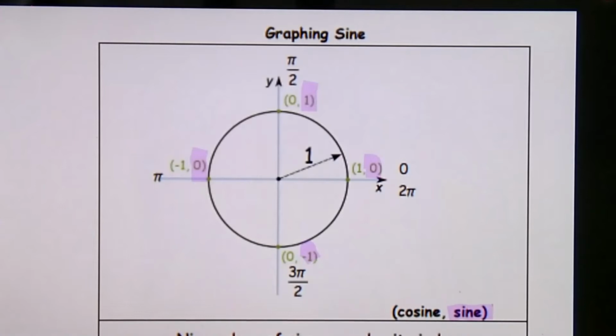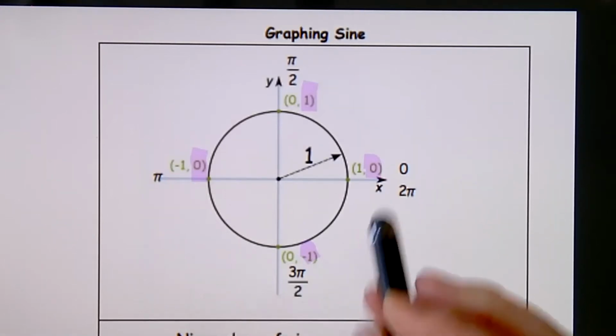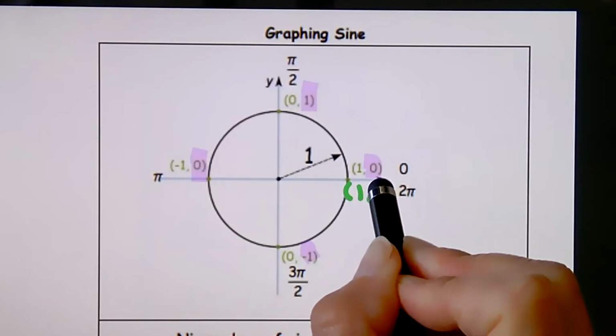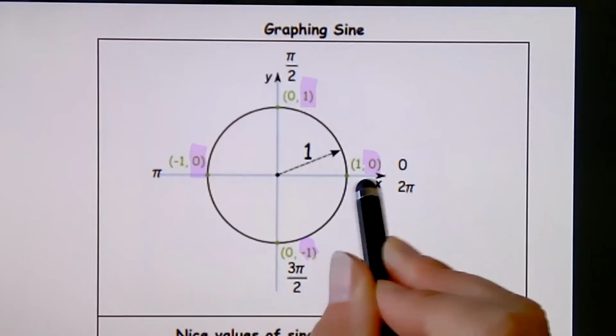And then let me just kind of add this in. I actually have it coming back here to 2 pi, and it is 1 comma 0 again. Let me make that a little thinner.